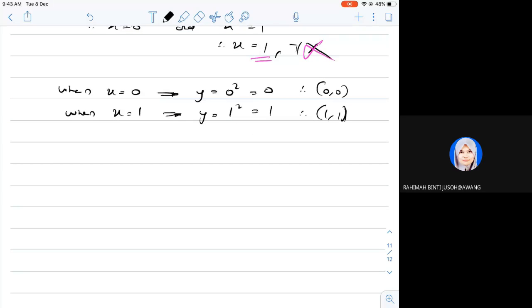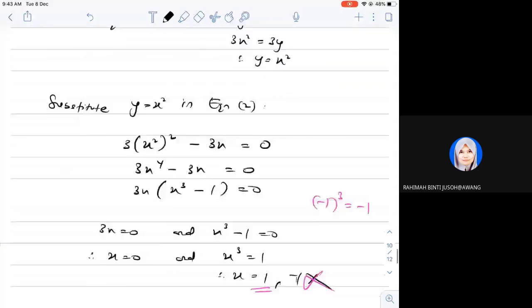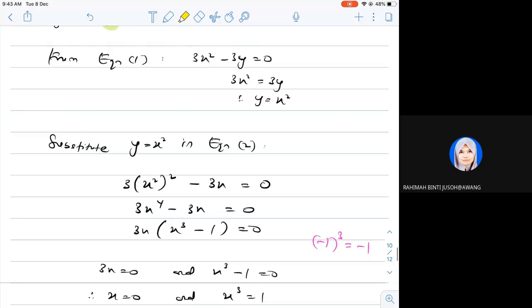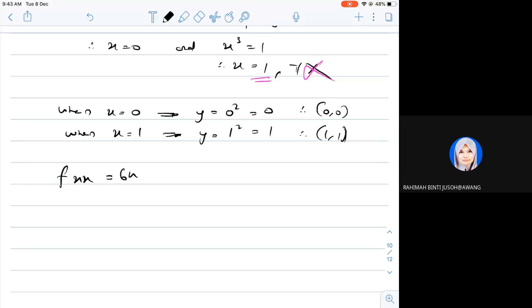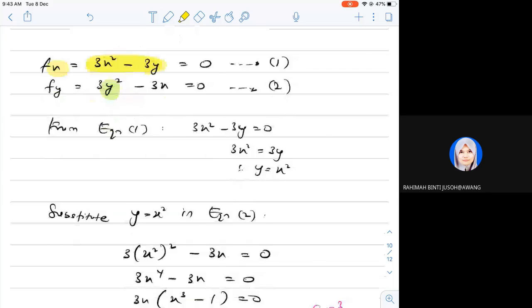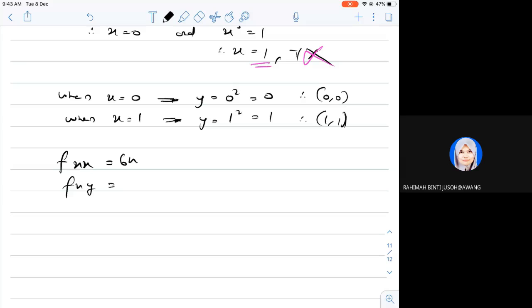So next we need to find fxx. Differentiate again with respect to x. Where is the fx from before? Look at fx. Okay, this is fx. Differentiate once more with respect to x, you will get 6x. So we get 6x. Then differentiate again with respect to y, referring to the same thing: differentiate with respect to y, we get negative 3. Okay, so negative 3. And then fyy.